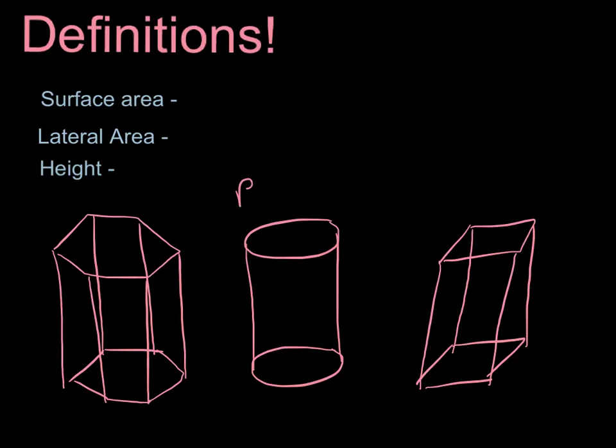These are all prisms, and they're prisms because they have matching bases. And the name of the prism comes from the base. So this would be a hexagonal prism. This is a cylinder, and this would be a parallelogram. But if I wanted to define this parallelogram, let's say as a square, it would be a square prism, maybe a rectangular prism, depending on the angles down here.